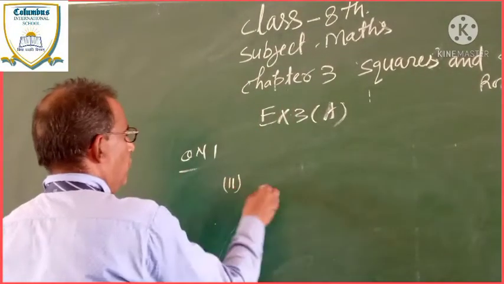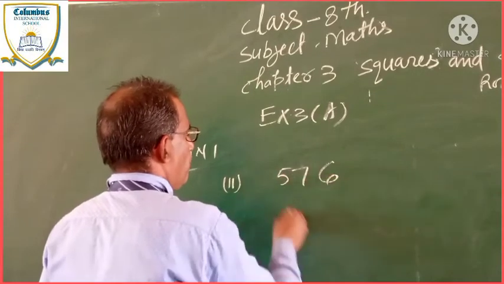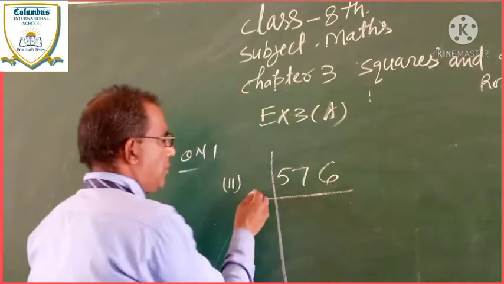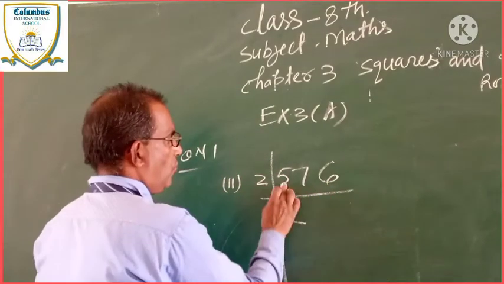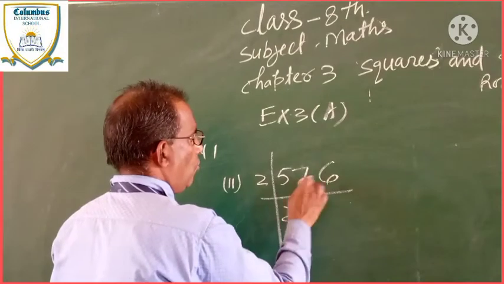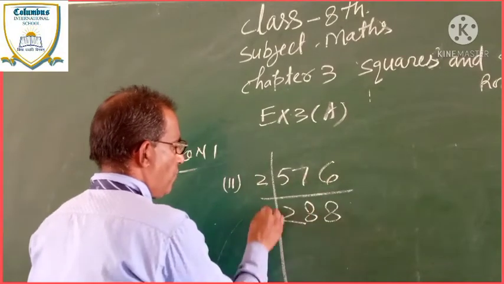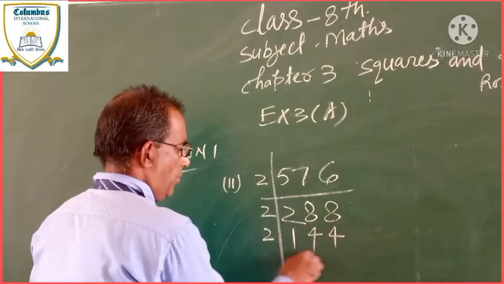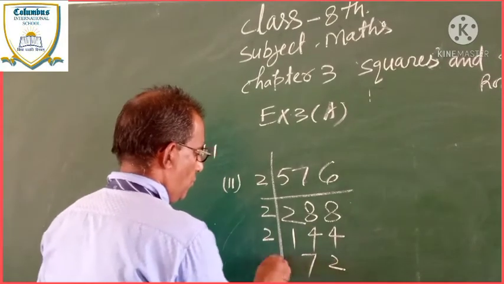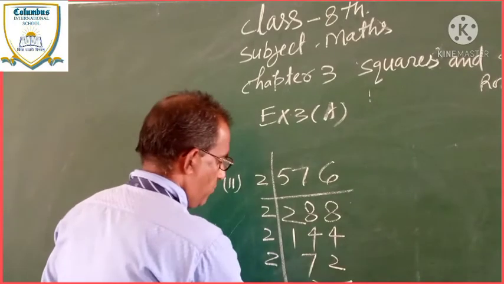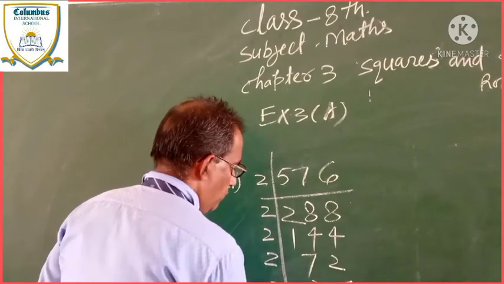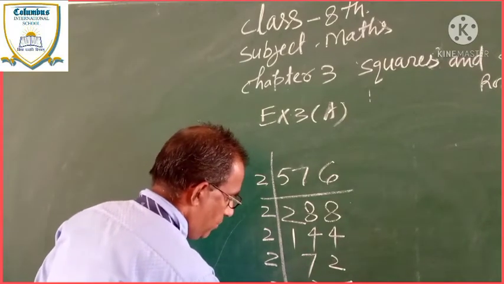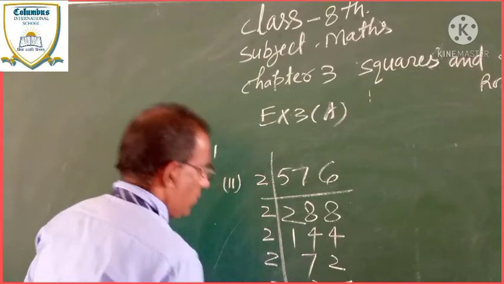Second question, 576. Since the last digit is 6, it is divisible by 2. 2 2s are 4, 2 8s are 16, 2 8s are 16. 2 4s are 8, 2 4s are 8. 2 7s are 14, 2 2s are 4. And 2 18, 2 9, 3 3 and 3.